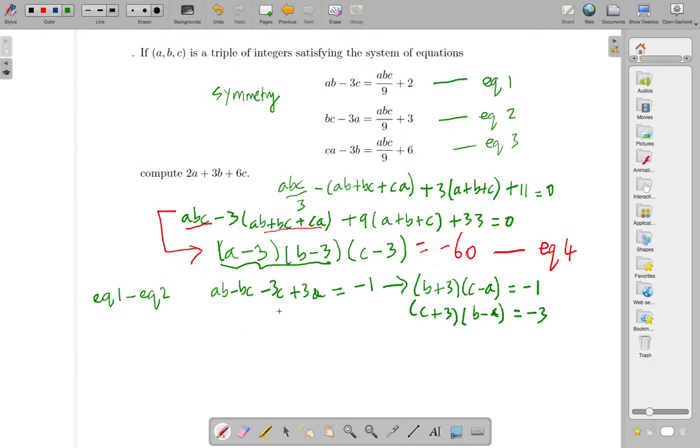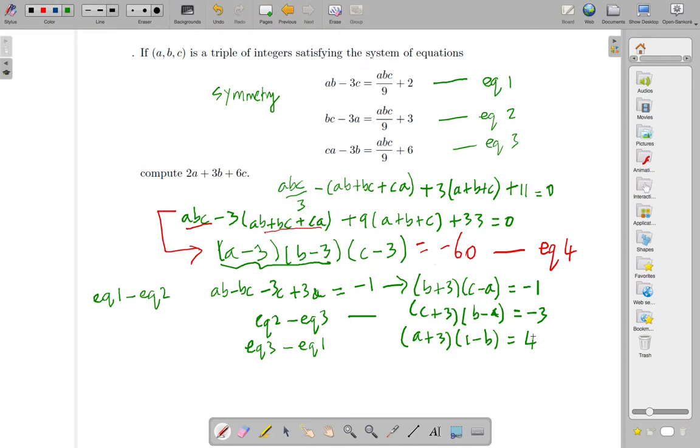This is from equation 2 minus equation 3. And equation 3 minus equation 1 is going to give you A plus 3 times C minus B. And that's going to be 4. That's positive because 6 minus 2 is 4. Okay, so that's what you get.